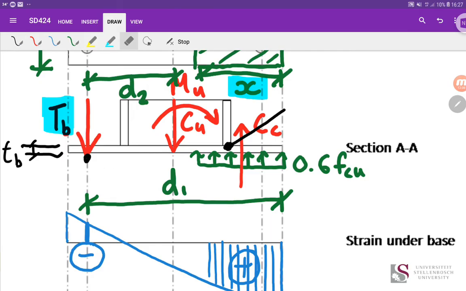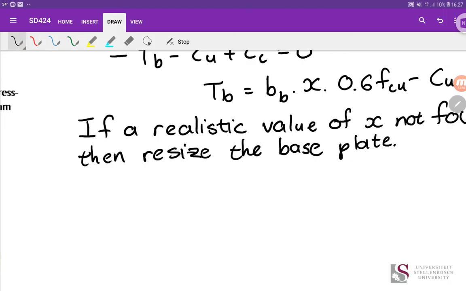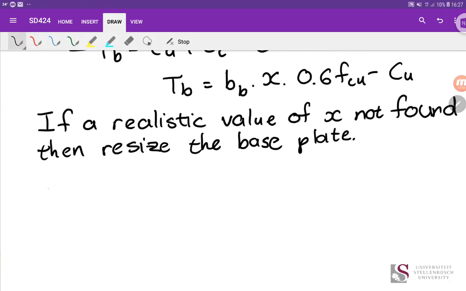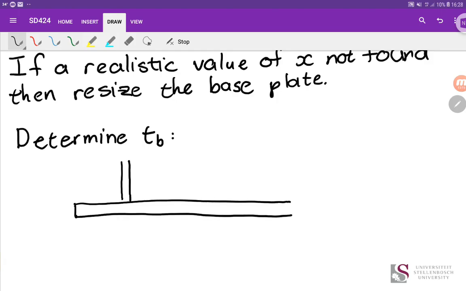We need to describe that condition by finding the moment at the face, and from there we can calculate what thickness of base plate we need. So I'm going to start determining TB, that is the thickness of the base plate. The diagram we would end up using looks something like this. We've got the flange of our column, we've got our base plate, and then we've got the other flange of the column coming down, and there's a section through.